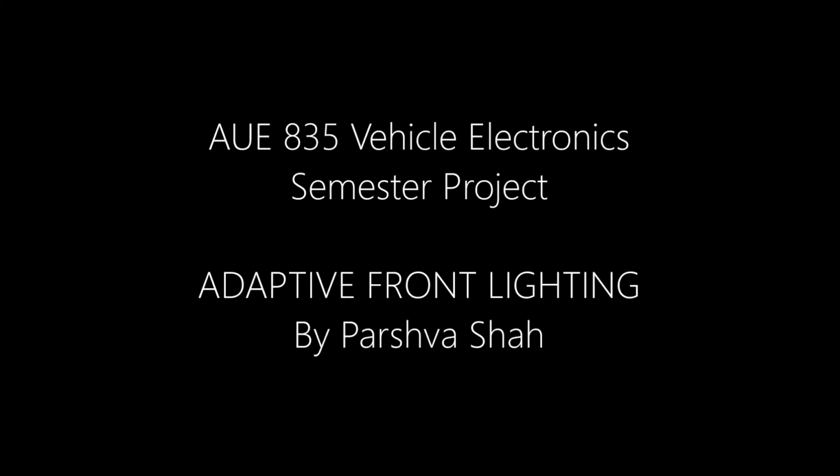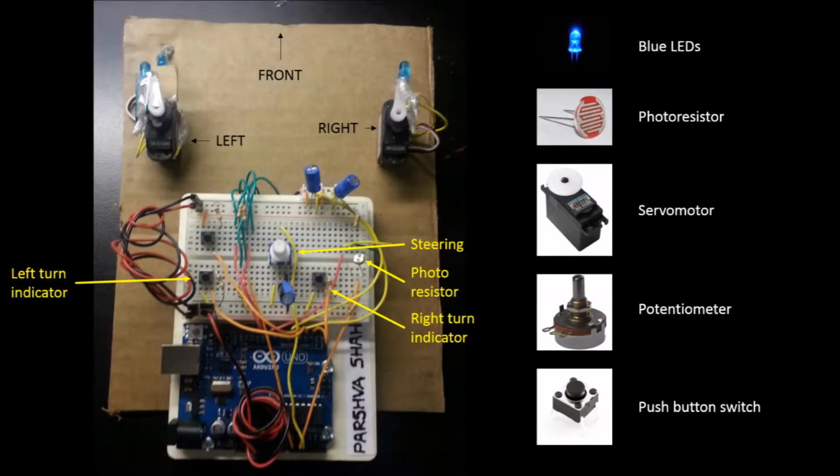I have created a simple adaptation of adaptive front light. Adaptive front lighting systems adjust the illumination from a vehicle's headlamps to compensate for various driving situations. I have presented 4 modes of working. This is the circuit that has been used.